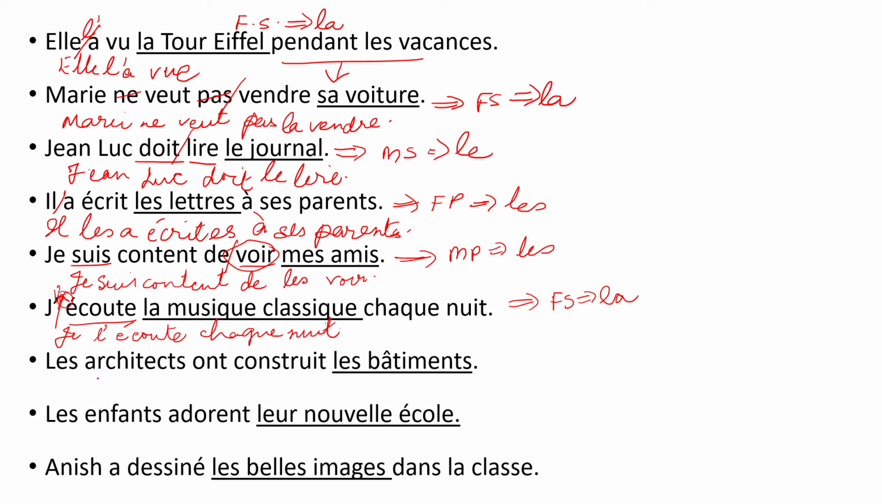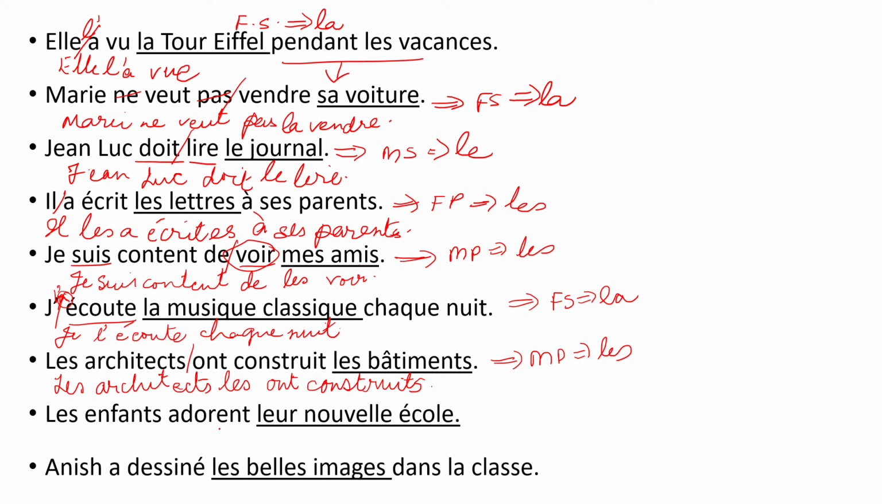Then, les architectes ont construit les bâtiments. Les bâtiments in the singular is le bâtiment, so masculine plural is les. So now this is passé composé, it will come before the auxiliary. Les architectes les ont construit, and the past participle will undergo an agreement of an extra s because masculine plural.